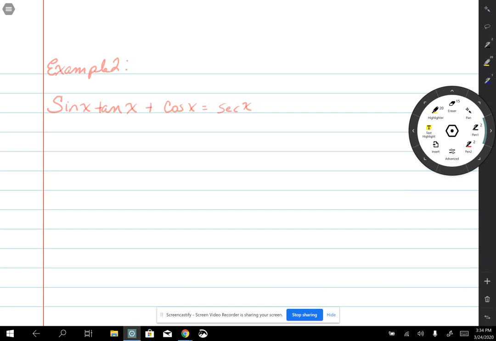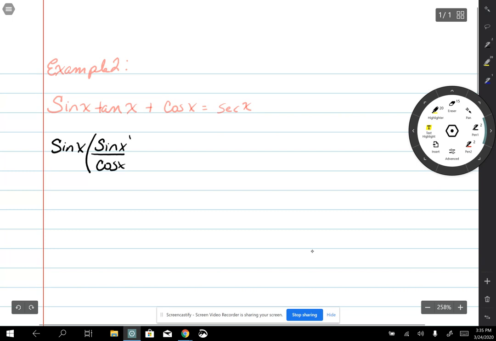So we're going to tackle this sine x, tangent x first. There's nothing that we can do with sine x, so we're going to leave that alone. However, the tangent of x we can rewrite as sine x over cosine x. And then we're left with this cosine x over here. So that's the conversion piece. Now let's clean this up a little bit. We wind up with sine squared of x over cosine of x plus cosine of x.